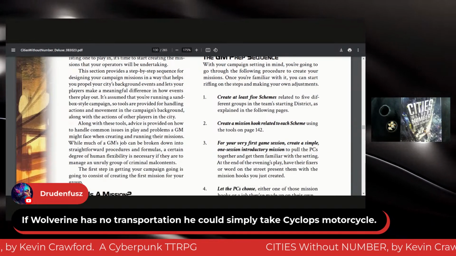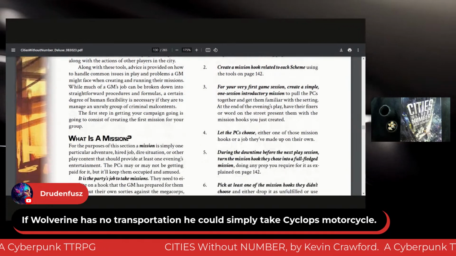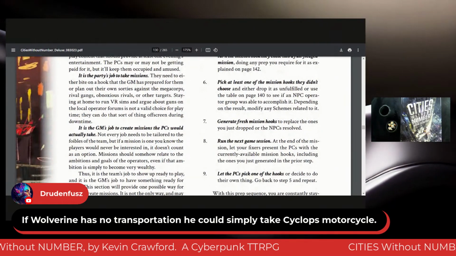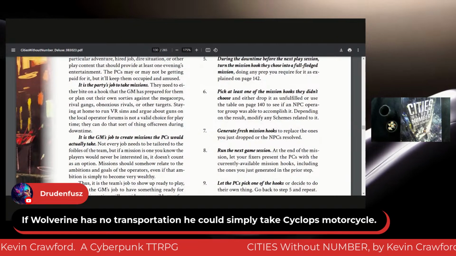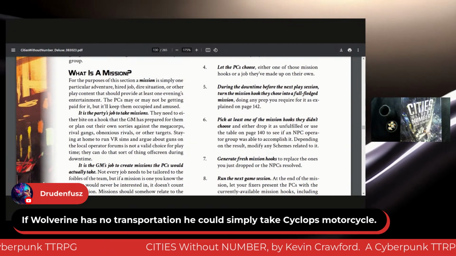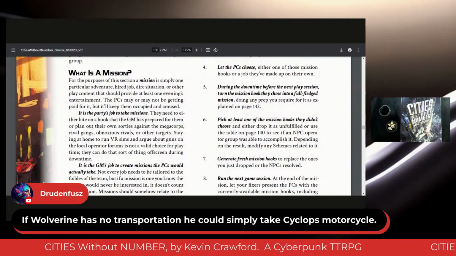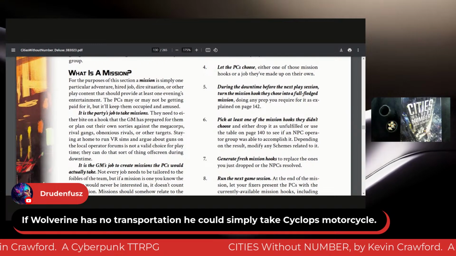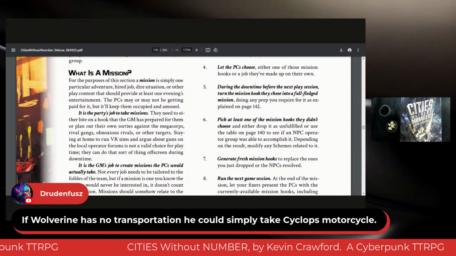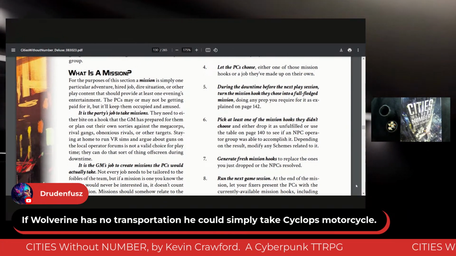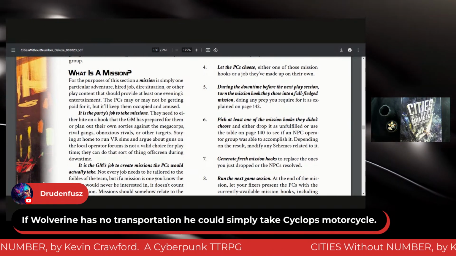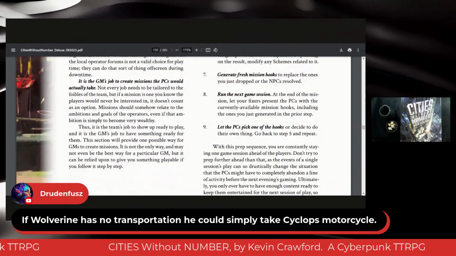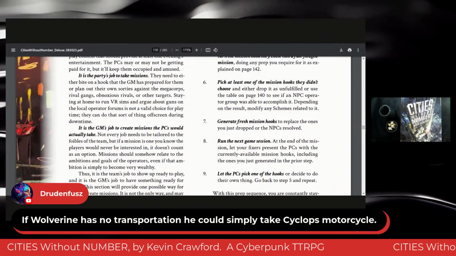Okay, creating and running missions. I love the segue. You've got to have your missions, right? And there's some pretty good advice here about creating missions. So of course, it tells you what a mission is and the role of missions in Cyberpunk. It's the party's job to take the missions. It's the GM's job to create missions the PCs would actually take. So if the PCs aren't assassins or thieves, why send them on missions to assassinate or steal things, right?